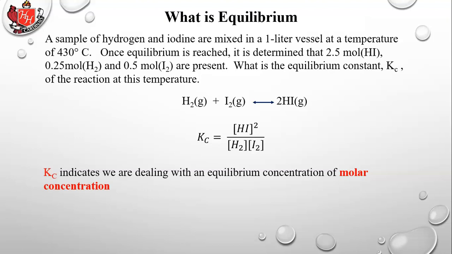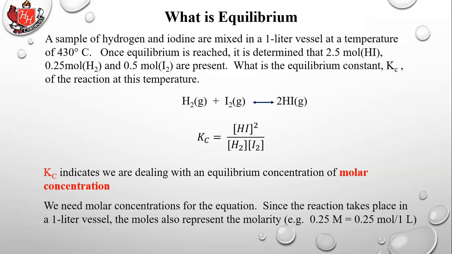And there are several different types of equilibrium constants. We need molar concentrations for each equation. Since the reaction takes place in a 1 liter vessel, the moles also represent molarity. So 0.25 moles over 1 liter is 0.25 molar, for example. 0.5 moles over 1 liter is 0.5 molar, capital M. And the 2.5 moles of HI is 2.5 molar.